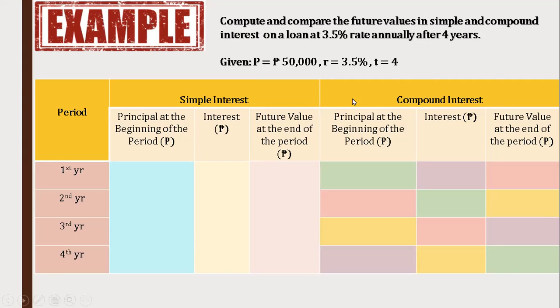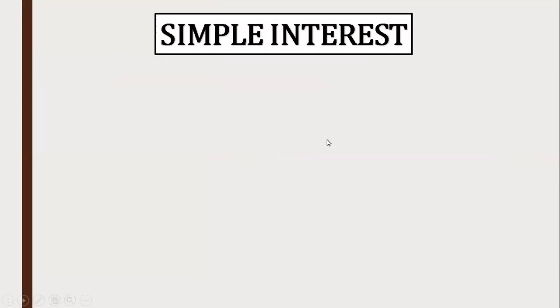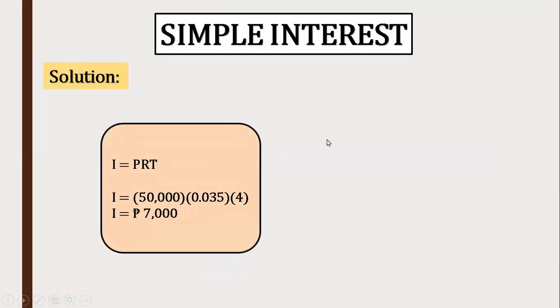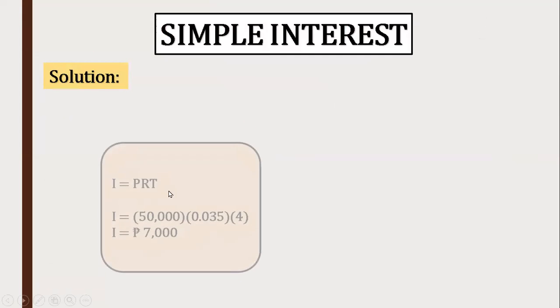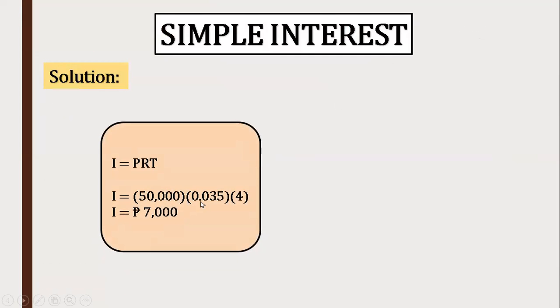Let's start with simple interest. We have the formula of simple interest, which is I is equal to PRT. Therefore, we substitute the given: 50,000 for the principal, 0.035 for the rate that's already converted to a decimal value, and the time from the given, that's 4. If you multiply all these values and simplify, we will get 7,000 pesos for the interest.